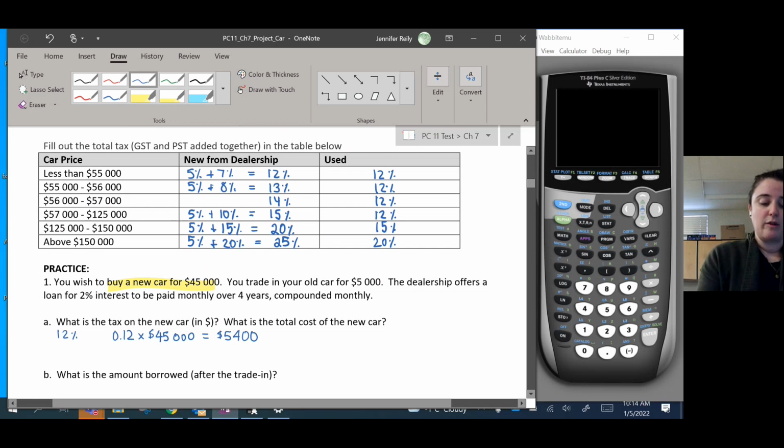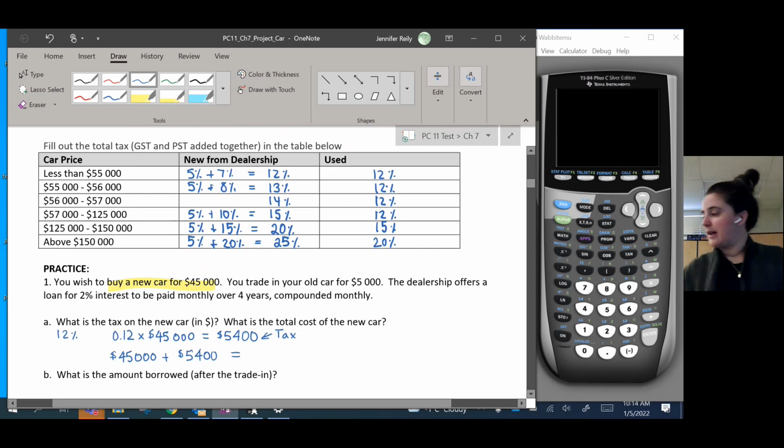So the total cost of the new car, so that's just the tax. The cost of the new car would be $45,000. That's the car, plus the tax, which is $5,400, leaving us with $50,400.